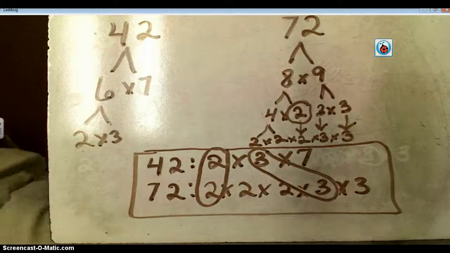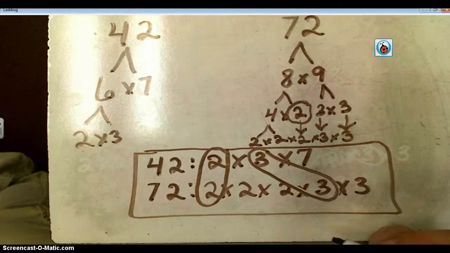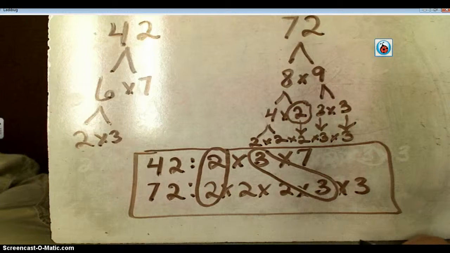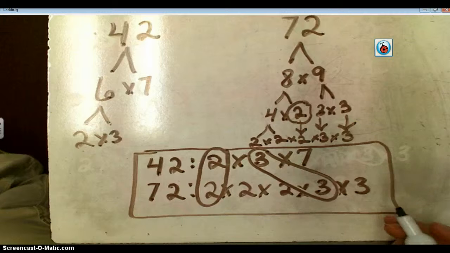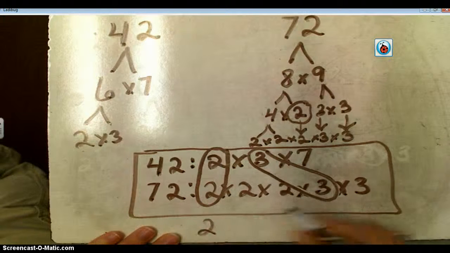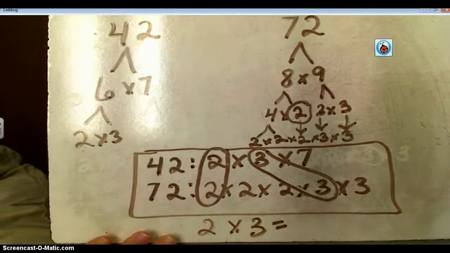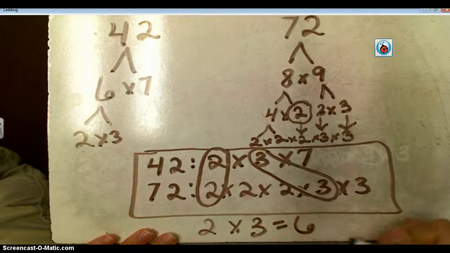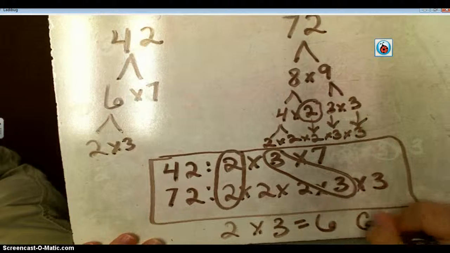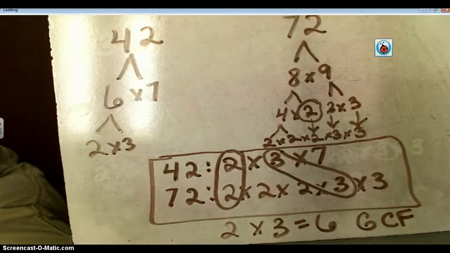Okay, anybody know what we do now with these two? Just any guesses? Emma? Nope. What you do is, we have 2 here, we have 3 here. You multiply, what is it? 6. So 6 becomes our greatest common factor. Okay?